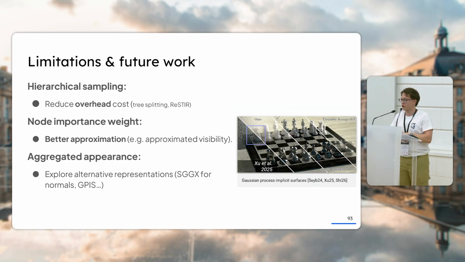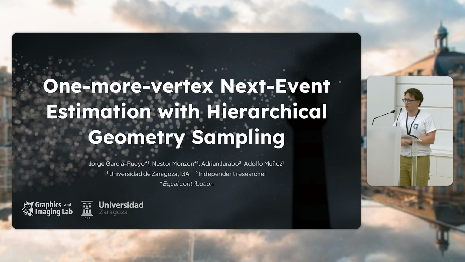And some future work. For our hierarchical sampling, we could try to reduce the overhead cost by using techniques like tree sampling or reusing some samples. The node importance weight we could approximate better, since right now we don't take into account visibility. And for aggregated appearance, we can explore alternative representations like EGSR or Gaussian process implicit surfaces, as has been shown before. So thank you for listening.